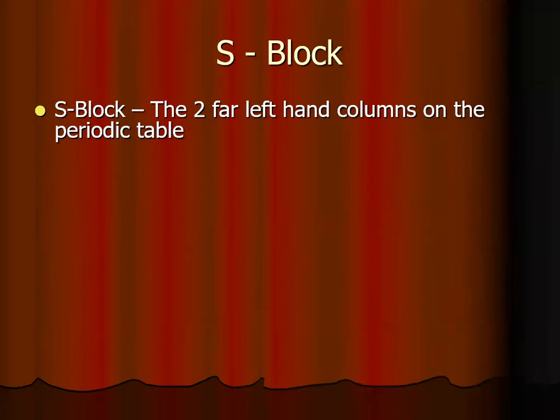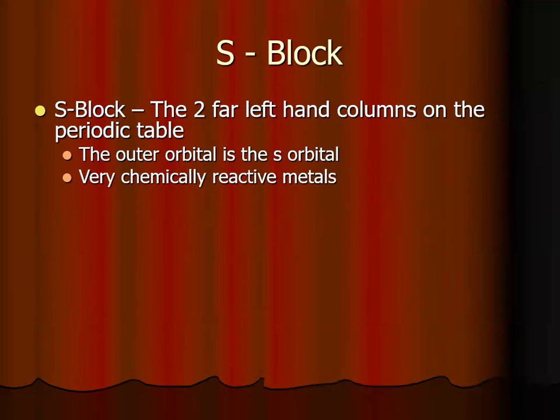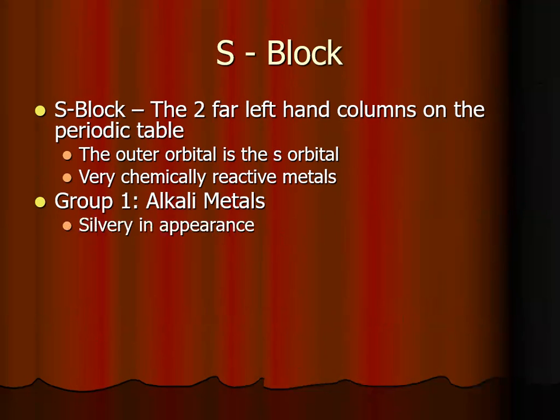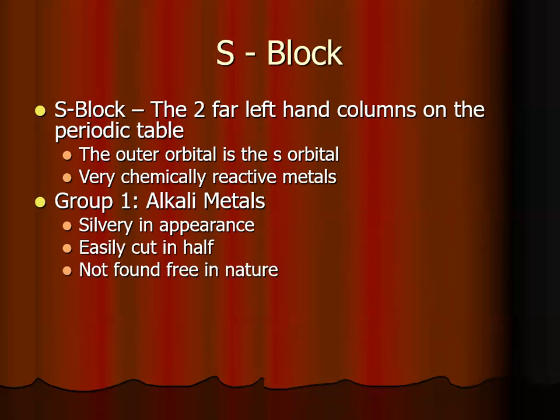This is a review. The s block is the two left-hand groups, group 1 and group 2. They are very, very reactive. Group 1 is called the alkali metals. They are silvery in appearance, they are easily cut in half, and they are not found free in nature.